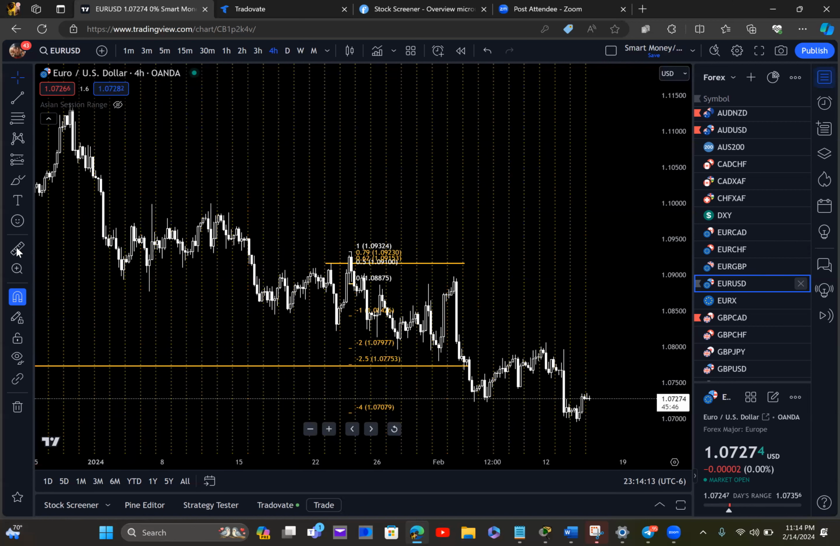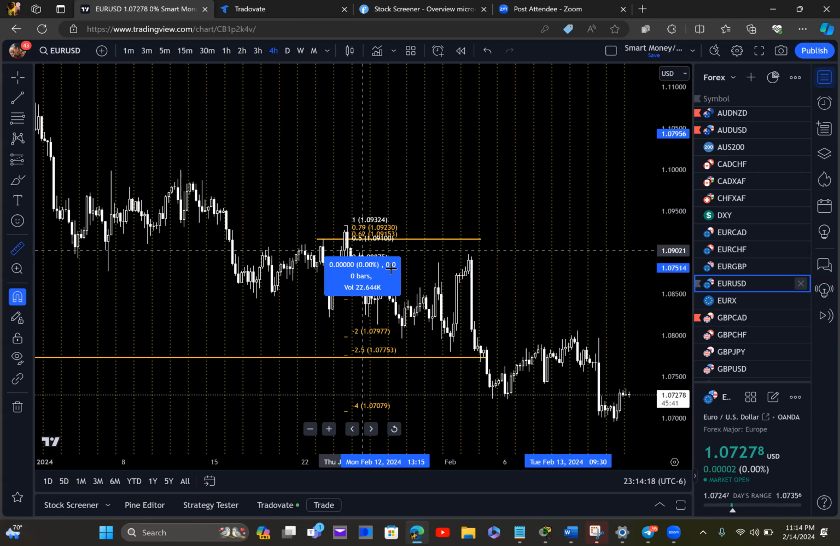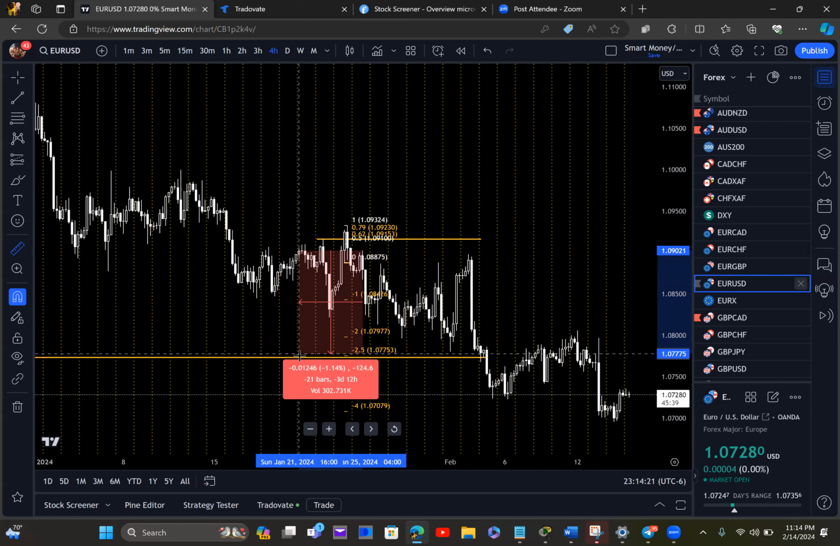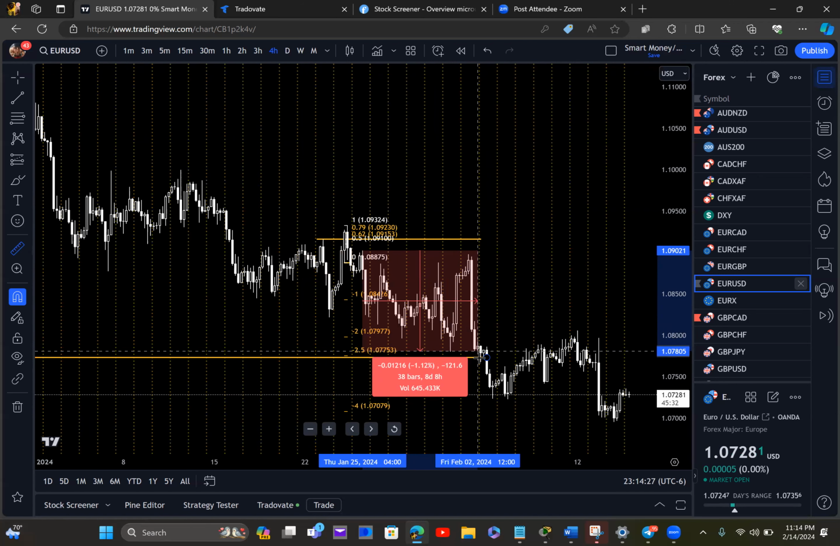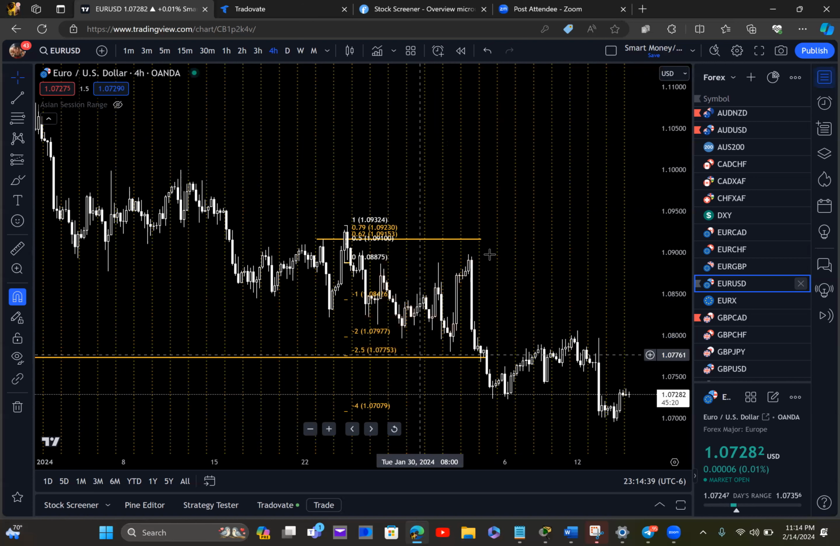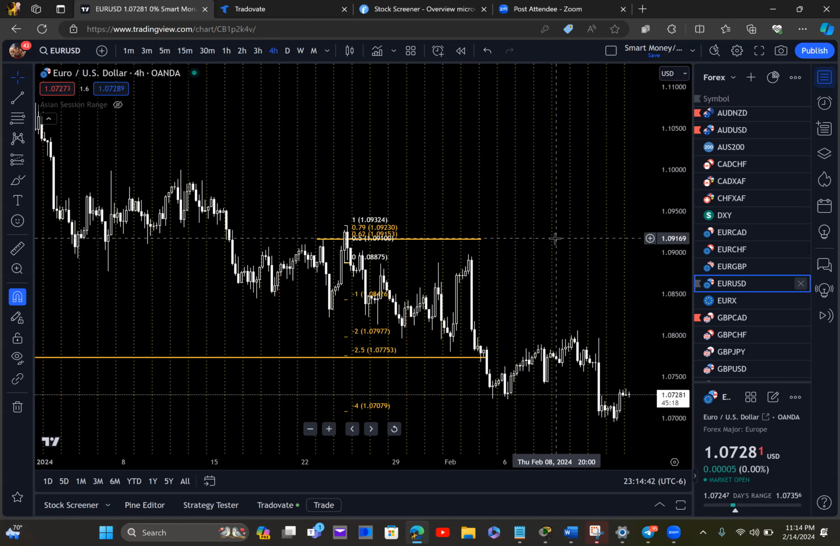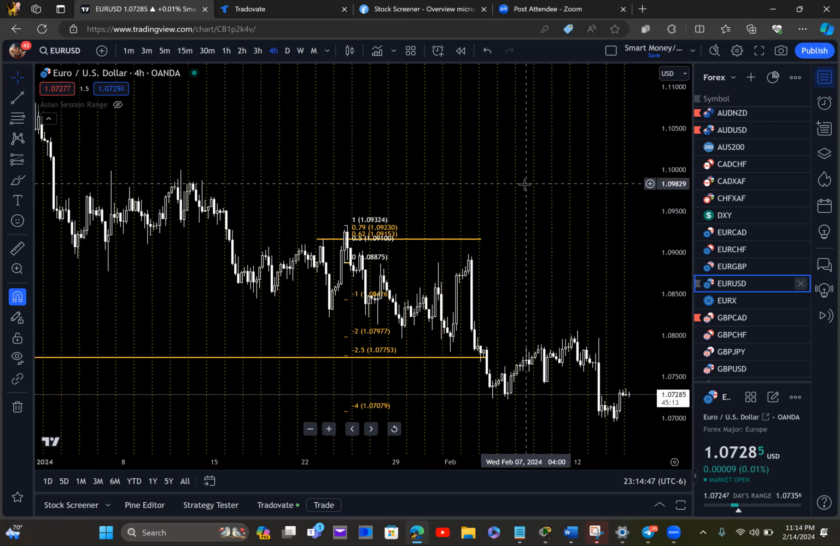Y'all see that? And how many pips would this have been? You probably would have got in right here and rode it down for roughly 128.7 pips. Now, excuse me, it would have taken you a little while to get there. It would have taken you 10 days. But if you got a nice healthy lot size on that, man, that's a lot of money. And that's what I wanted to show you guys.